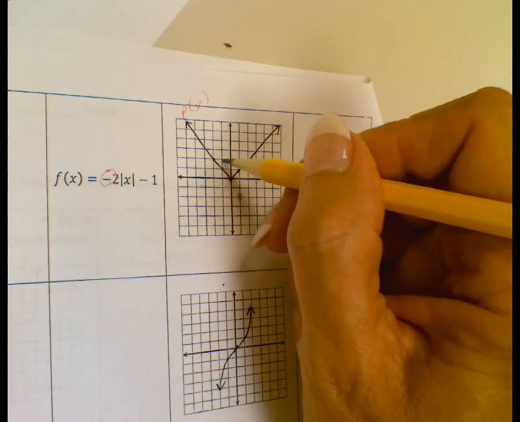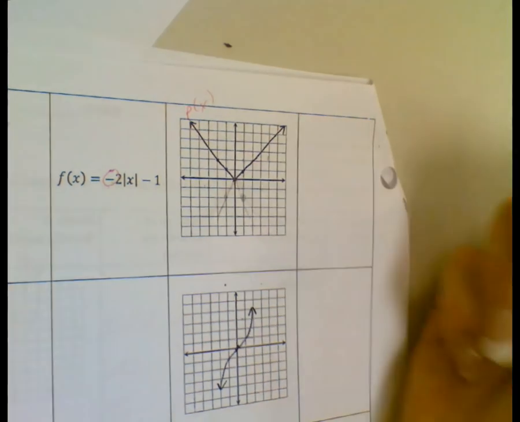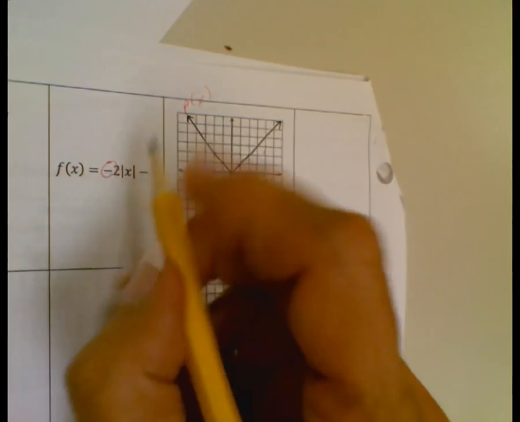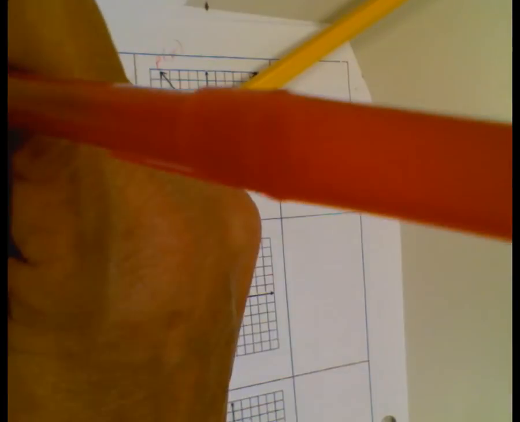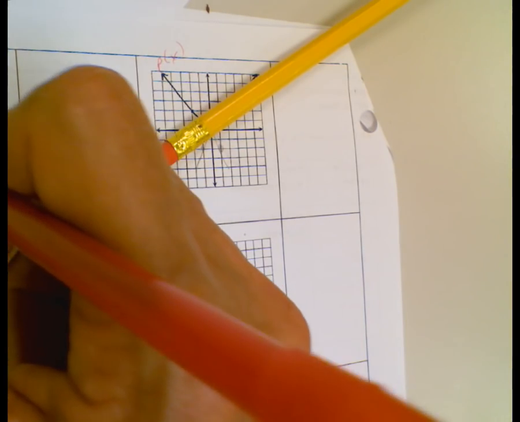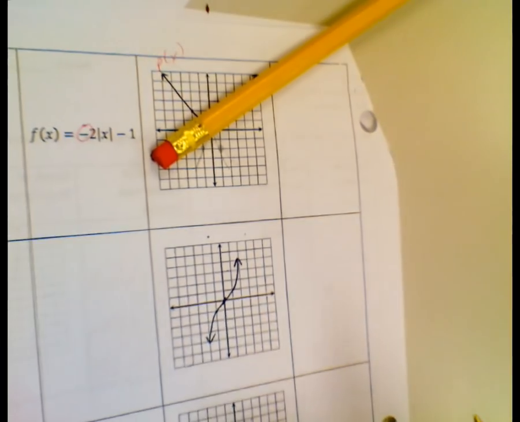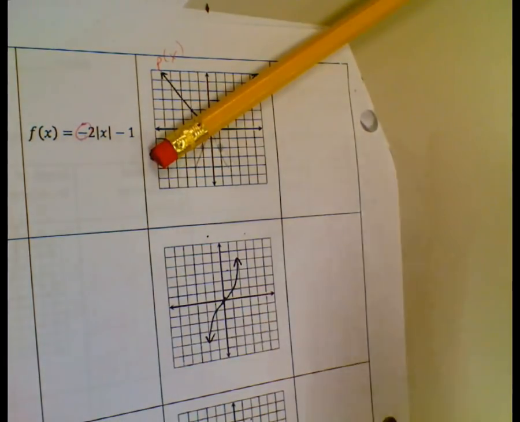So over 1, up 2, but then reflect it. So it's a little bit skinnier. That's the negative 2. So we have two things here. We have a reflection of the x-axis, and we have a vertical stretch of 2. It doesn't matter which one you do first. Reflect, then stretch, or stretch, then reflect.